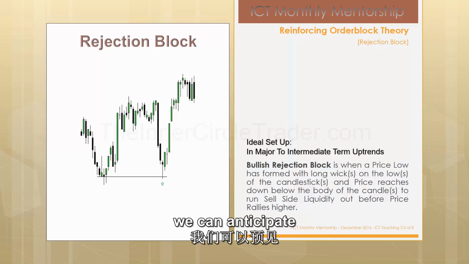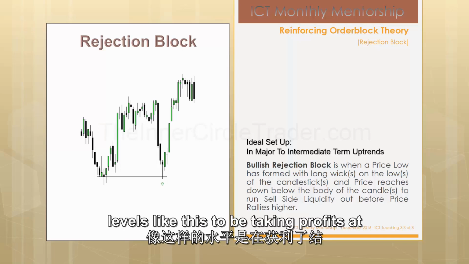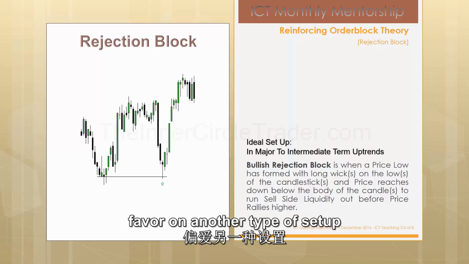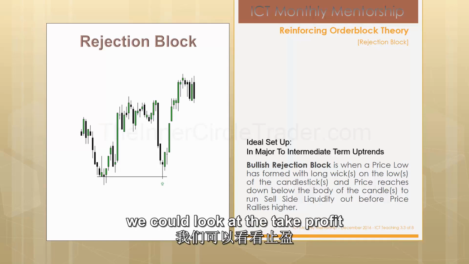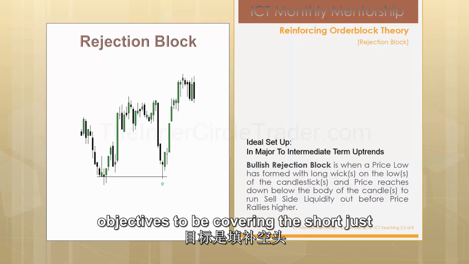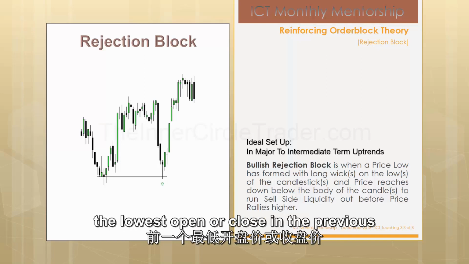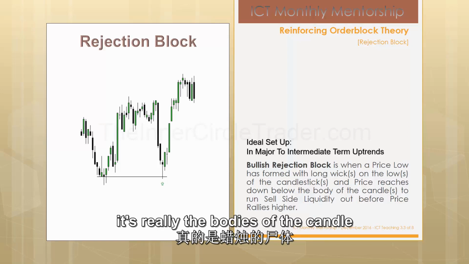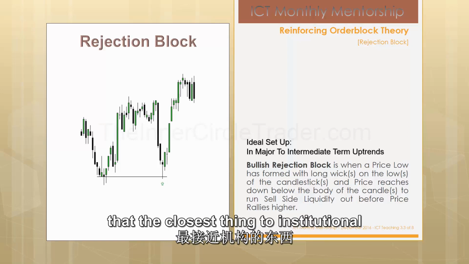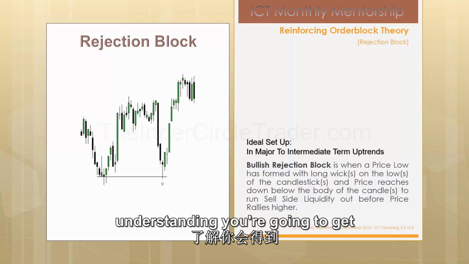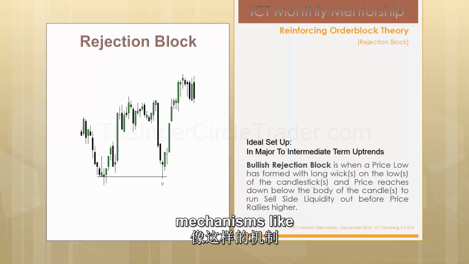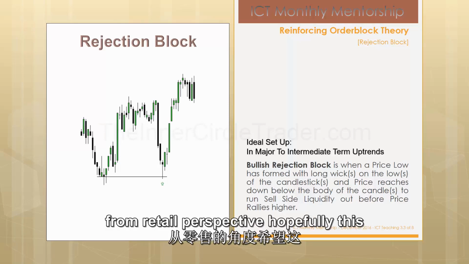We can anticipate levels like this to be taking profits at, if we're short in this case. If the market had been trading in our favor on another type of setup, we could look at the take profit objectives to be covering the short just below the lowest open or close in the previous swing low. Don't always demand that price gets below the wicks. It's really the bodies of the candle that are the closest thing to institutional understanding you're going to get when you're using retail price delivery mechanisms like the platforms we have to trade through from a retail perspective.